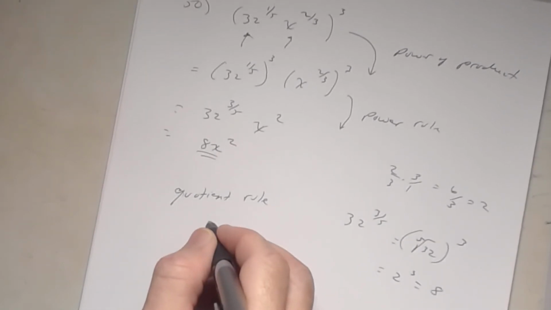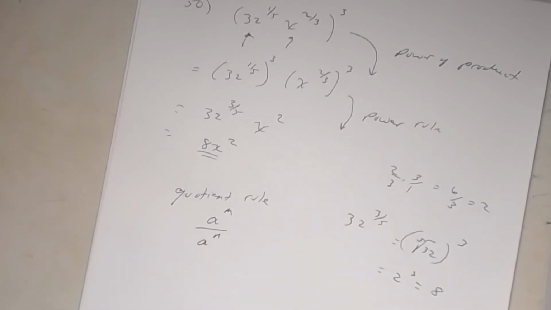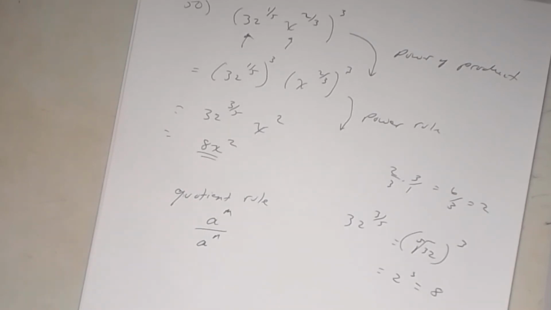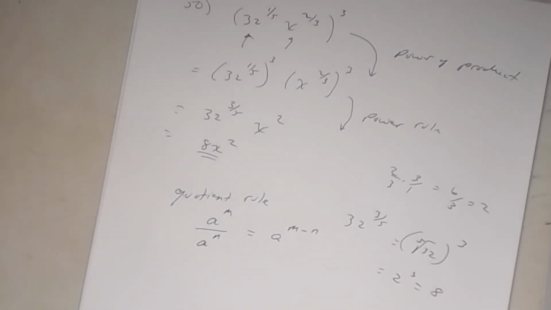So the quotient rule basically says this. If you have a to the m power divided by a to the n power, quotient, you're dividing. In the product rule, when you multiply like bases, you add those exponents. The quotient rule, when you divide like bases, you do what to those exponents? Subtract them. So it's the base raised to the m minus n.